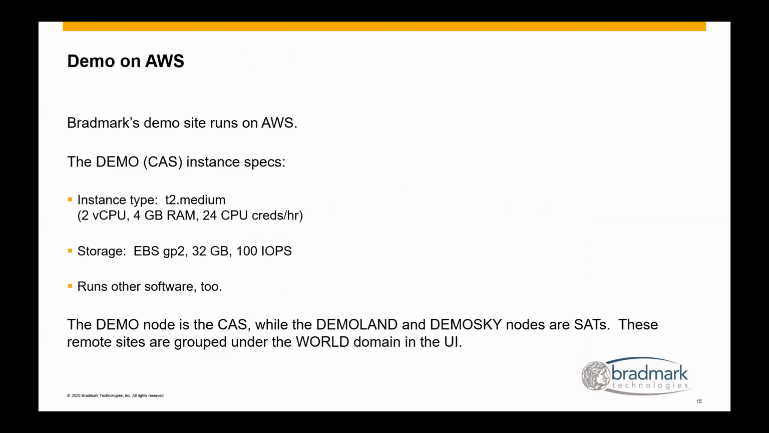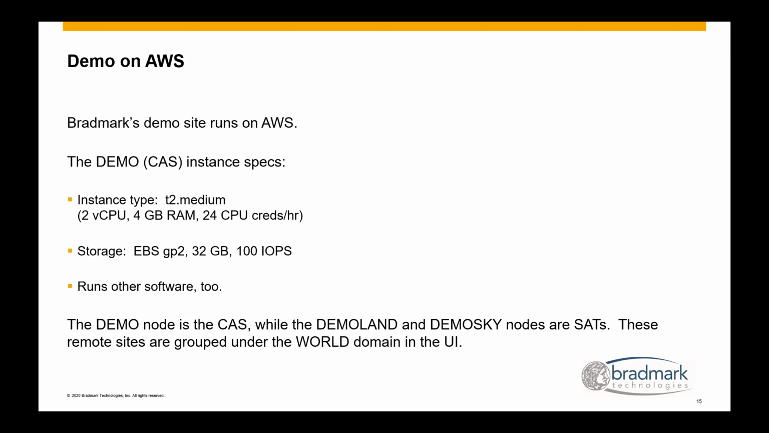So the demo website for Bradmark itself actually is running on AWS, and these are the specs for that particular instance. We actually have several different instances in the demo system. The demo system called demo is actually our CAS, and it's a T2 medium, very, very minimal specs, pretty much, very minimal storage. It doesn't take a whole lot to run our CAS system. We actually overdid it a little bit because we're actually running other things on there. But you have very minimal aspects that you need to set up for the CAS system.